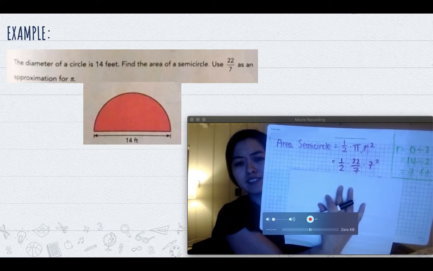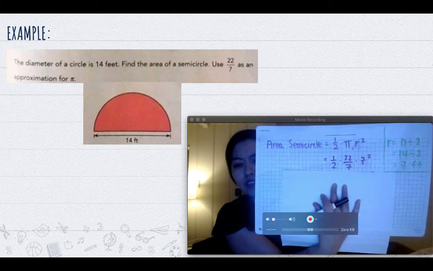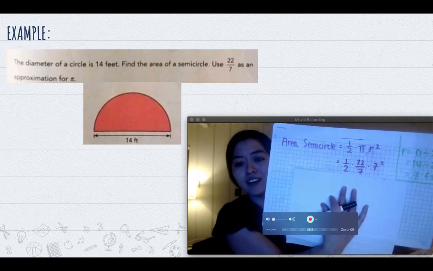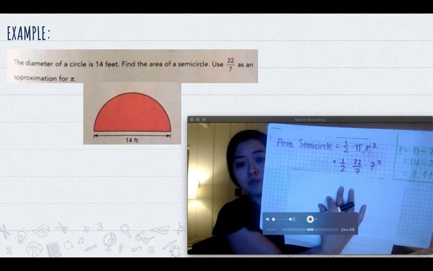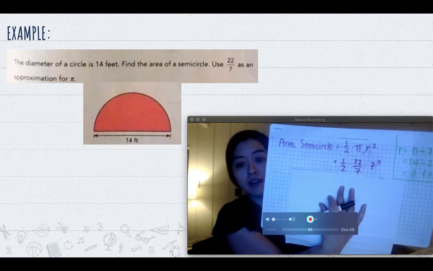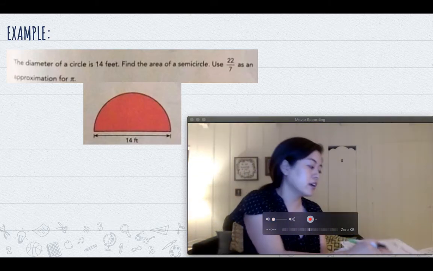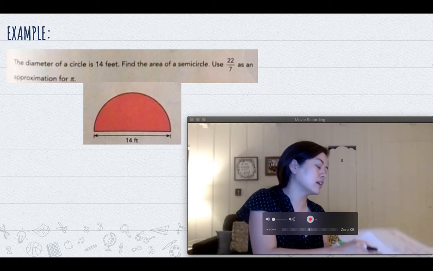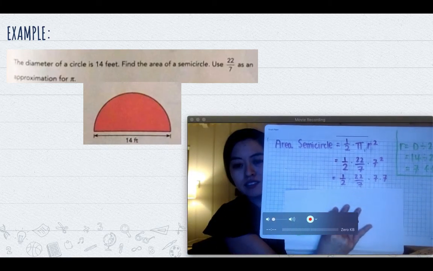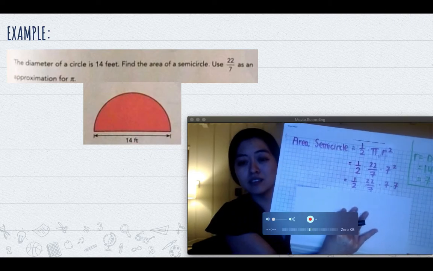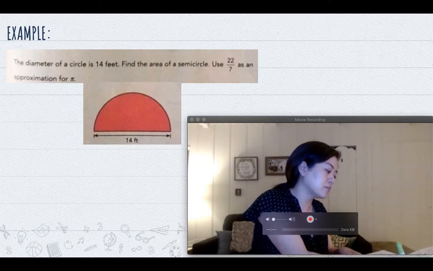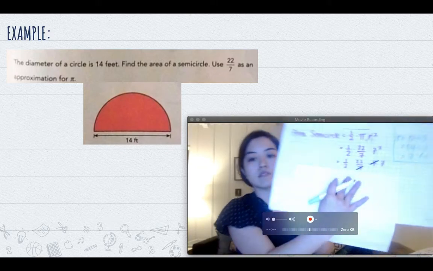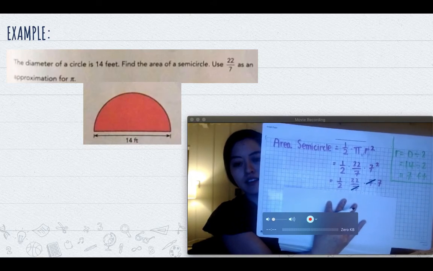Now, before I actually square my 7, I look at my approximation for pi, which is 22/7, right? And then I'm multiplying it by the square of 7. And so I just wrote it out like this: 1/2 times 22/7 times 7 times 7, because I can easily see that the 7s can cross out here, like so. Okay, so then now it's 1/2 times 22 times 7.